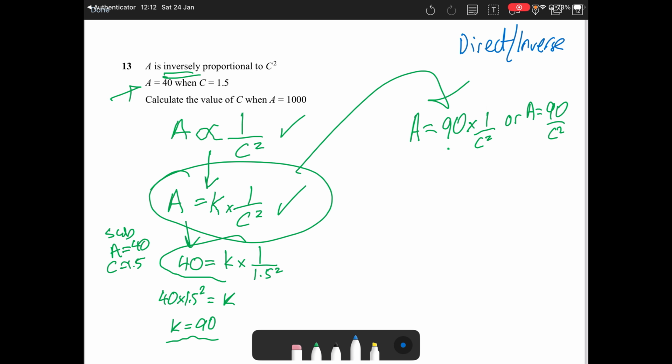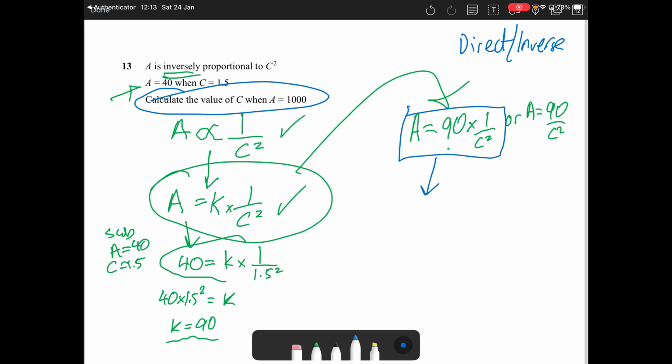Now, the bottom line says, what is C when A is 1,000? So get your equation, change A to 1,000. We're going to have to do a bit of jiggling about. That is not the technical term. Please don't use jiggling in an exam. That would probably not bode well for the examiner. Rearranging is the correct term.